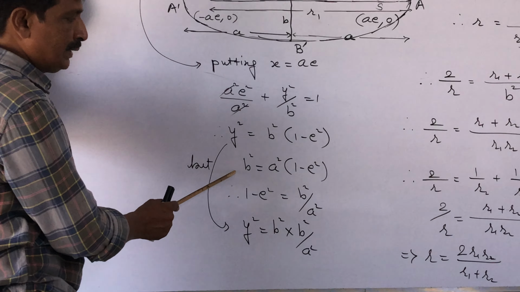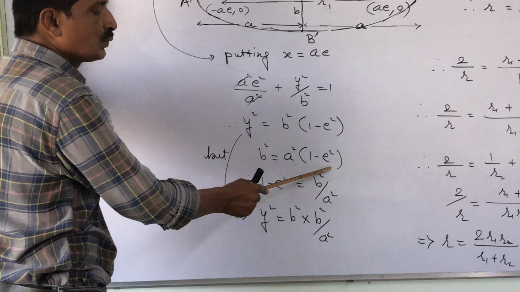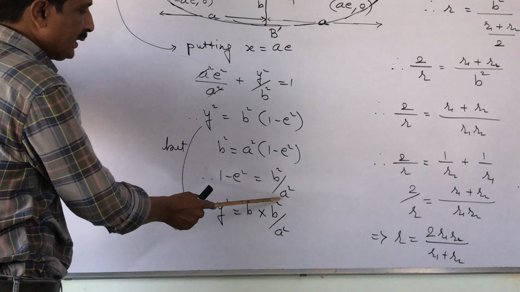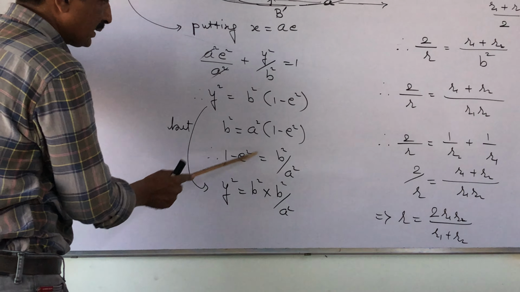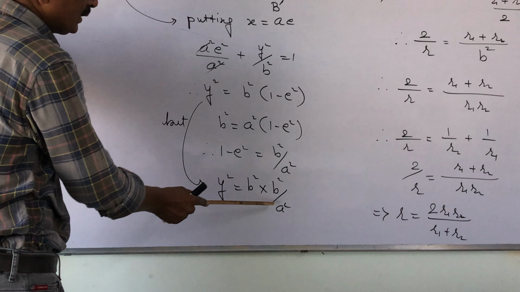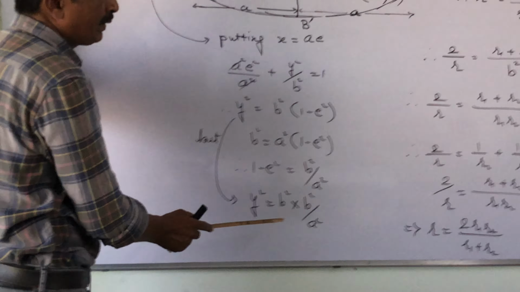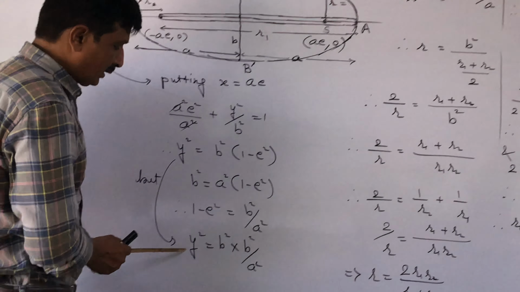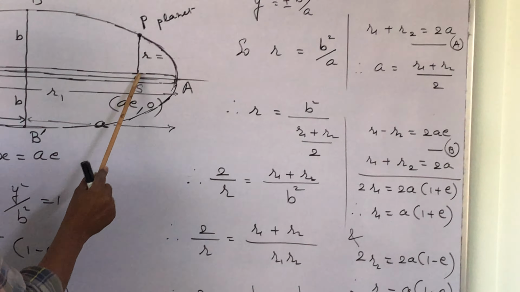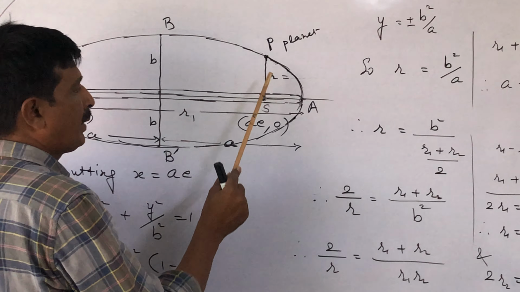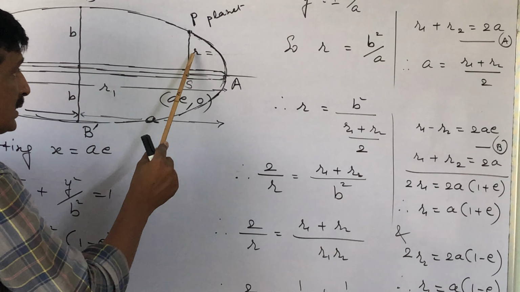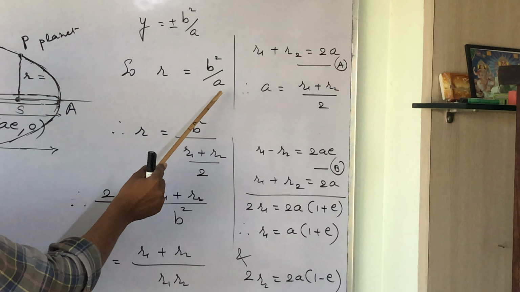But we know that b squared equals a squared into 1 minus e squared. So 1 minus e squared is b squared by a squared. Substituting this 1 minus e squared in this equation, we get y squared equals b squared into b squared by a squared. So y squared equals b raised to 4 by a squared. Taking the square root, y is plus or minus b squared by a. This point has y coordinate b squared by a, this point has y coordinate minus b squared by a. So this distance is b squared by a.